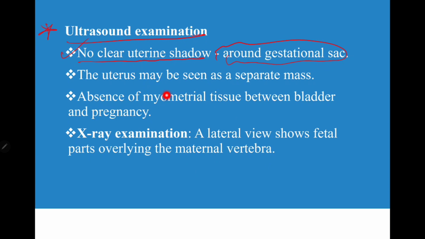So there won't be any kind of uterine shadow around the gestational sac, and the uterus itself can be seen as a separate mass. There is going to be absence of the myometrial tissue between the bladder and the pregnancy.